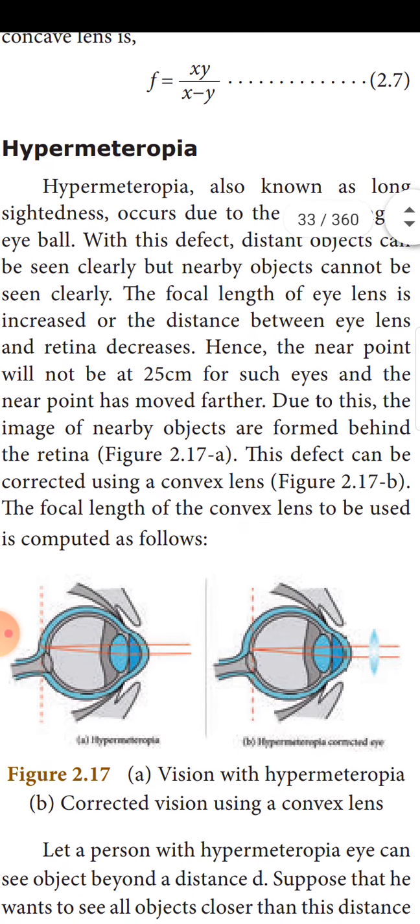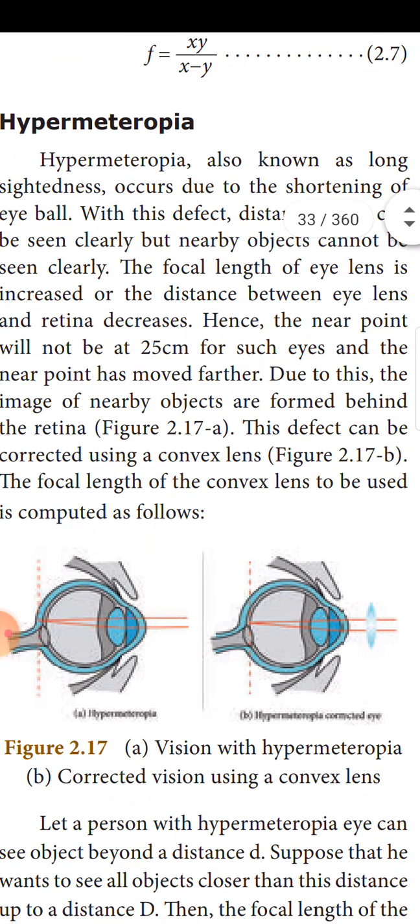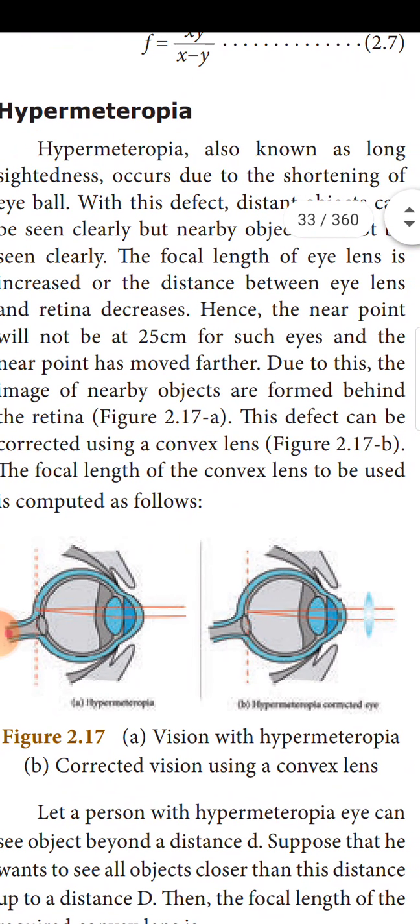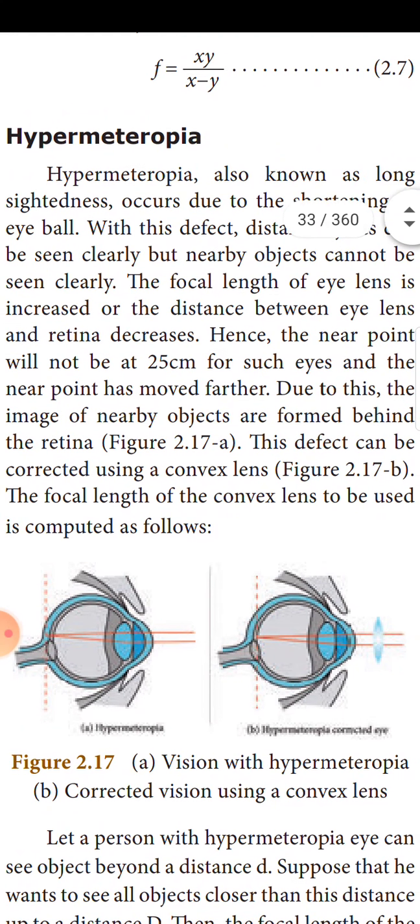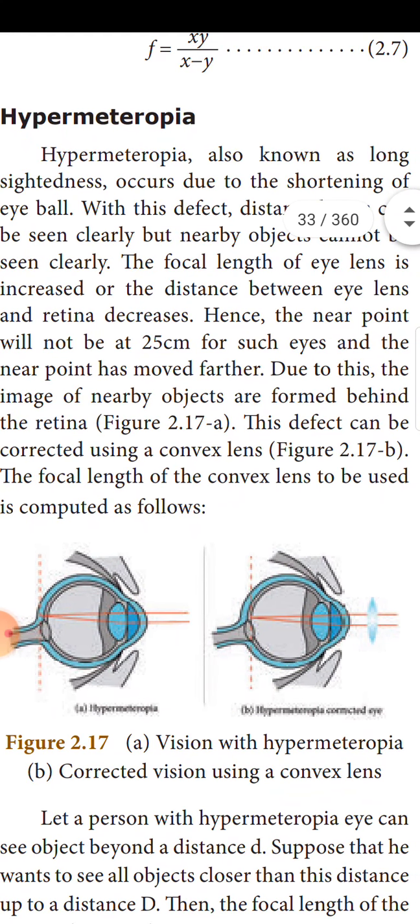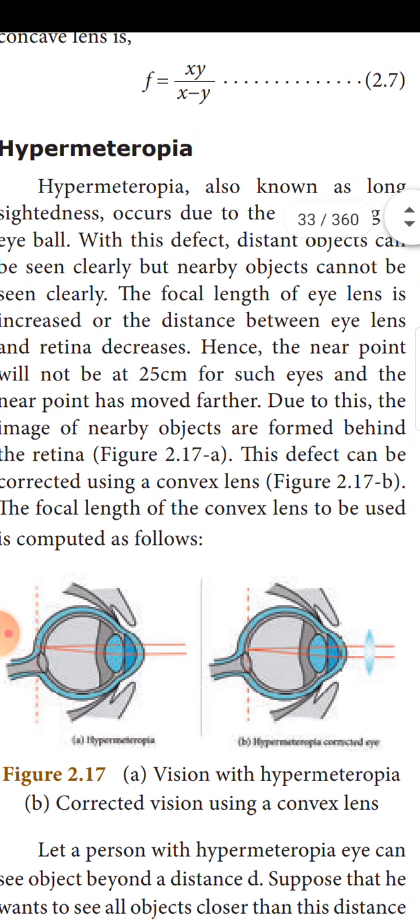Hence, the near point will not be at 25 cm for such eyes, and the near point has moved farther. Due to this, the image of nearby objects is formed behind the retina. This defect can be corrected using a convex lens. For hypermetropia, we can use a convex lens.